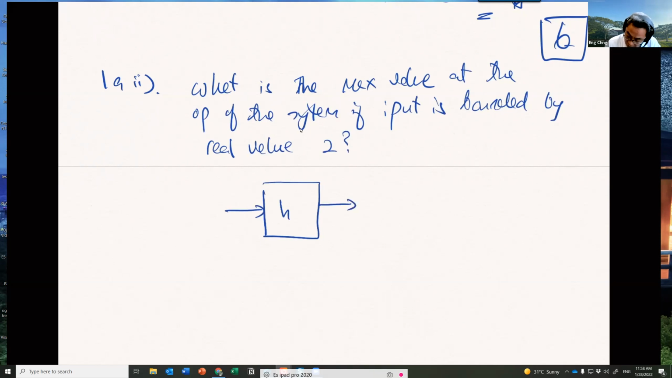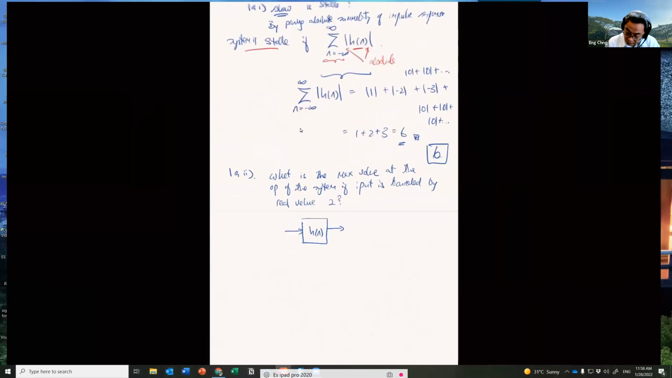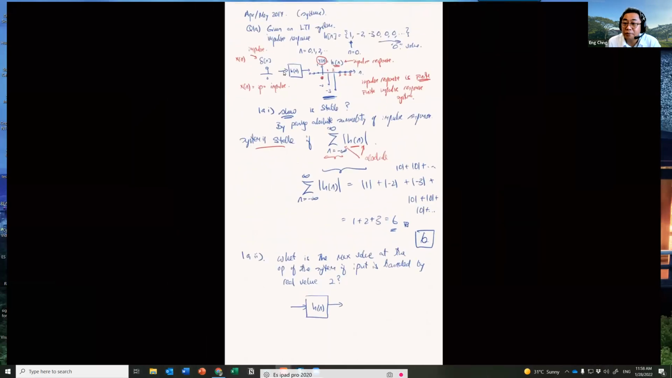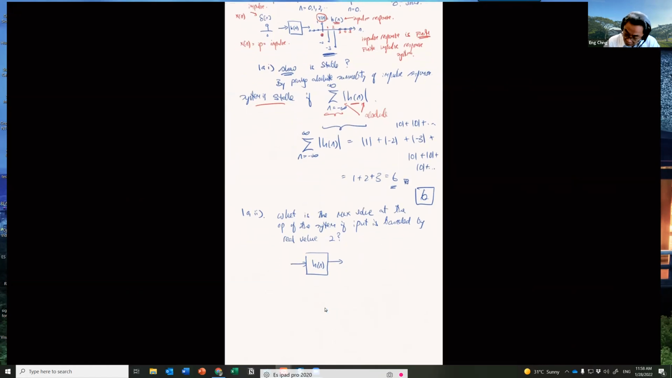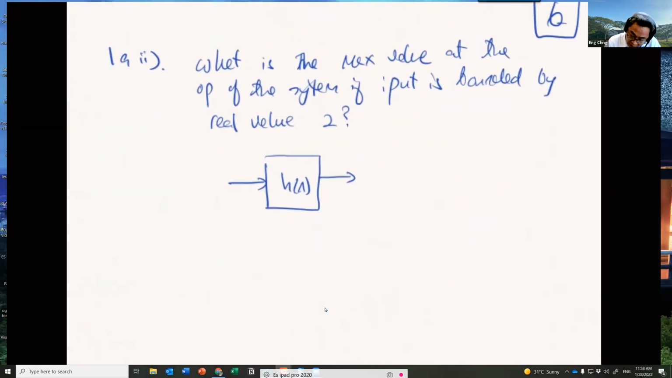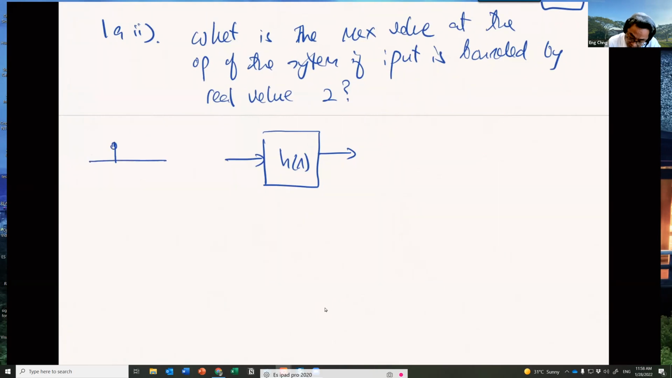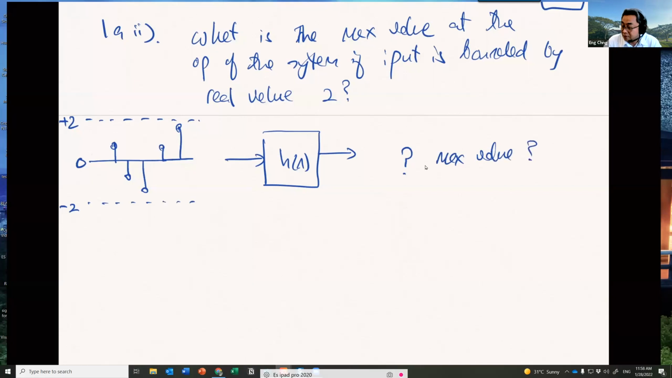This system, remember, is that h of n that we have just mentioned, this guy on top. And now the question says, anything we send, some positive value, some negative value, some positive value, but it is bounded. -2 here, 0 here, +2. Any value we send across all time is bounded by +2 and -2. The question is, what is the maximum value that we can ever obtain in the output?